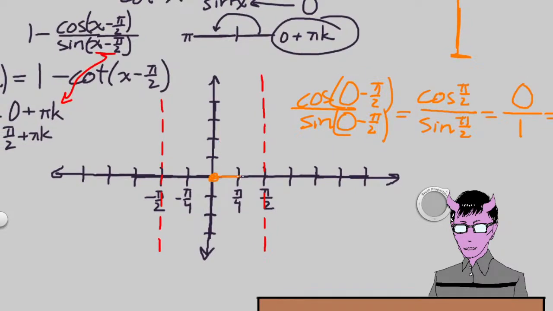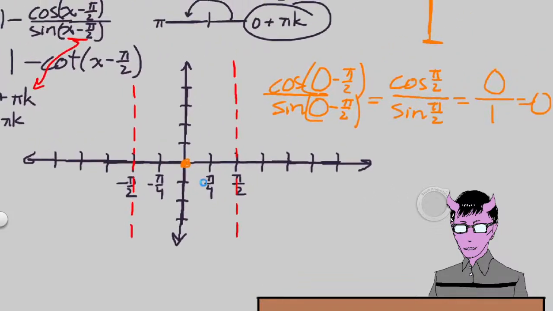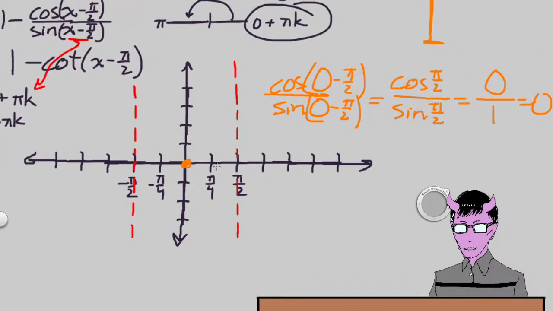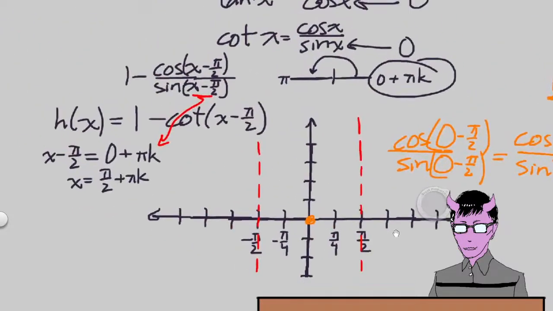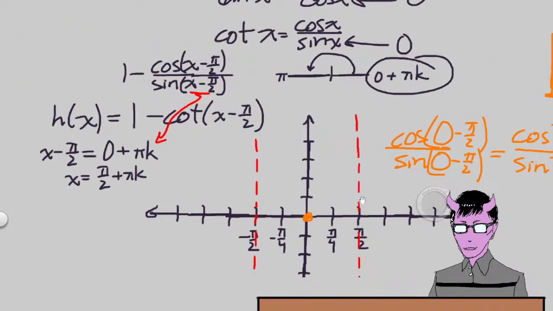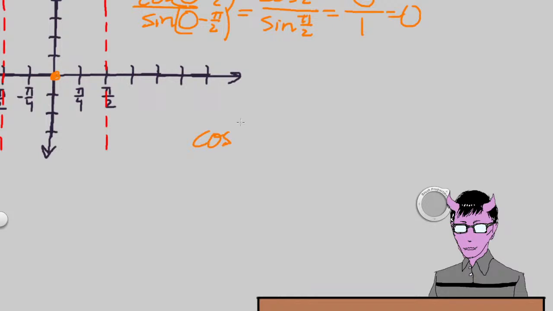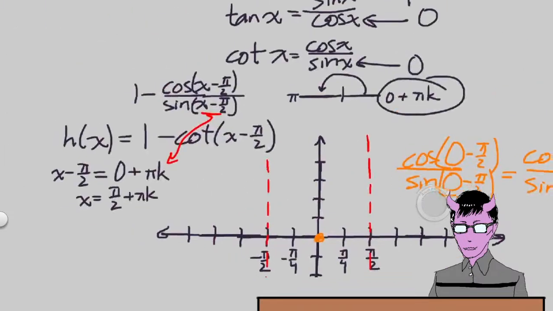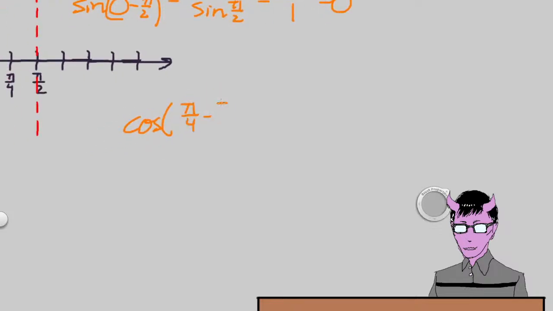So is it going to be 1 to 1, or is it going to be 1 to -1 movement? Well, in this case, just verify it. Let's plug in pi over 4 into our situation, into this one exactly. So let's see what happens. Cosine of pi over 4 minus the shift, pi over 2, all over sine of pi over 4 minus pi over 2.